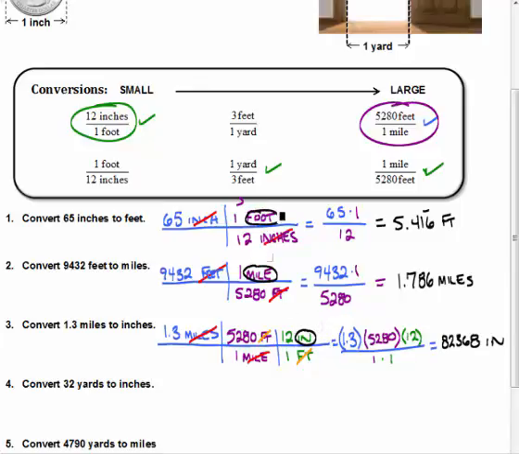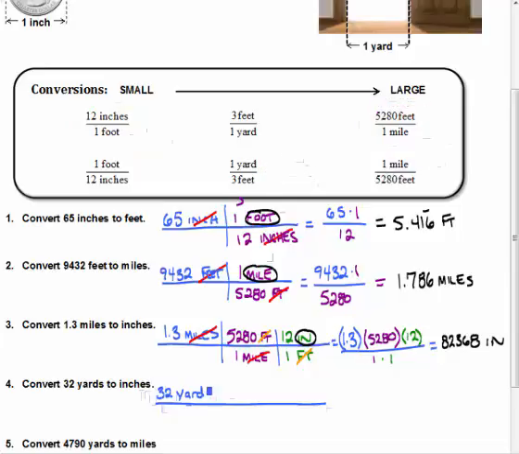All right, try the next one. It says 32 yards to inches. So we'll start with 32 yards. And similar to what we've done every previous time, let me erase that. I need to find something where, in order for it to divide out, I need yards in the denominator. So if I look carefully, the only one that fits that description is the one right here. So I'll put 3 feet equals 1 yard.